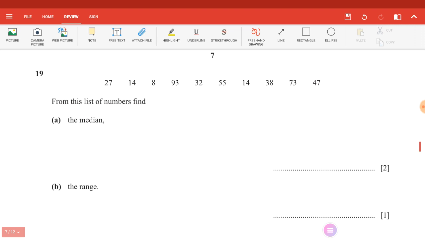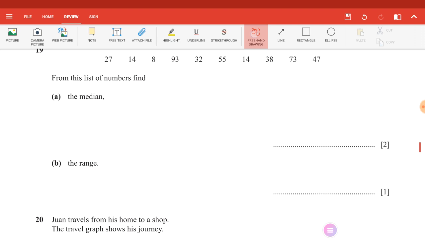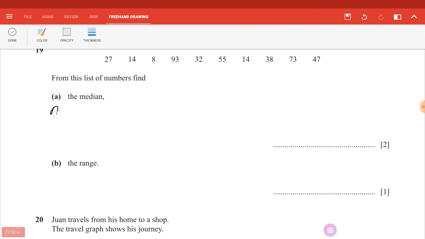From the list, find the median. The general rule to find the median, n plus 1 over 2, n is the number of values. So we have 1, 2, 3, 4, 5, 6, 7, 8, 9, 10. So it's 11 over 2, meaning 5.5, the place between the 5th and the 6th places.